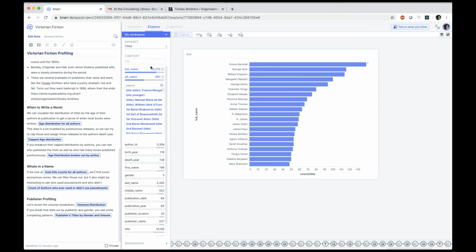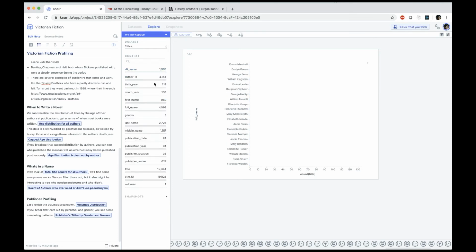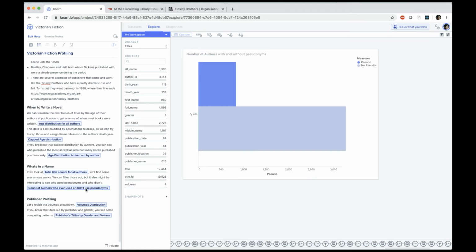And that led me to another question, which was how many authors actually ever used pseudonyms or didn't? And so I have a visualization here that breaks that out, a very simple one. In blue here we have about 832 authors that at some point had published with a pseudonym according to the alt name column in our data set, and then 3,000 that never used a pseudonym.